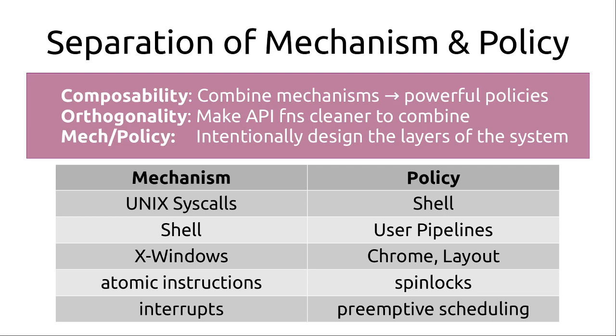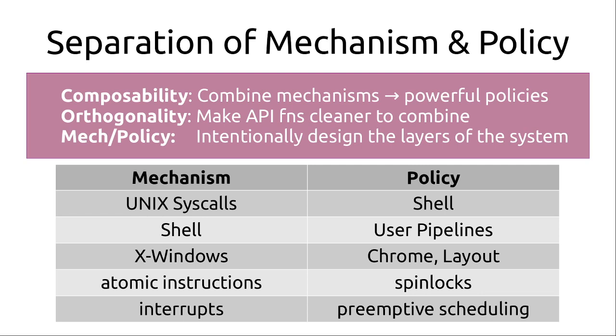The notion of composability, where we want to combine mechanisms into powerful policies, therefore fits with this mechanism and policy separation. Orthogonality has to do with making APIs and functions cleaner so that we can combine them together in a predictable way. This enables us to compose those policies by using the mechanisms of that raw API in a powerful and easy to understand way.